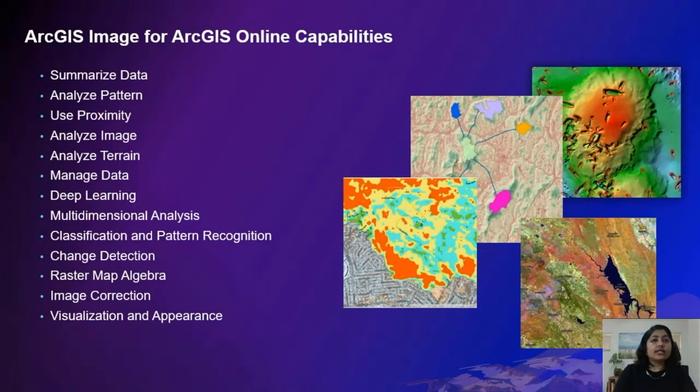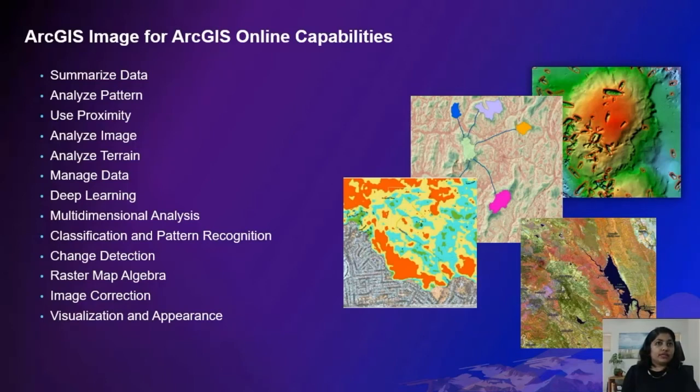Tools and functions in ArcGIS Image let you solve different kinds of problems. Tools in summarize data calculate statistics, like mean for a raster layer within the areas of another data. Analyze patterns lets you identify and quantify spatial patterns in your data. The use proximity tools help to answer some of the most common questions, like what is near what or what is the most optimal path. The analyze terrain tools and functions create slope, aspect, hillshade, and so on.